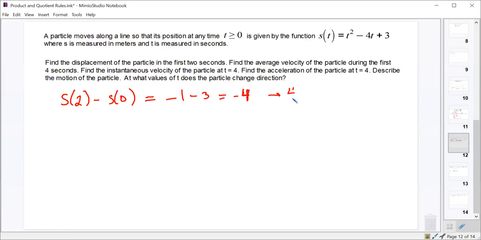The left. Yep. So we've moved 4 units to the left in those first 2 seconds. No calculus needed there, right? Just terminology about the displacement. We're going to get to the calculus stuff in a second.